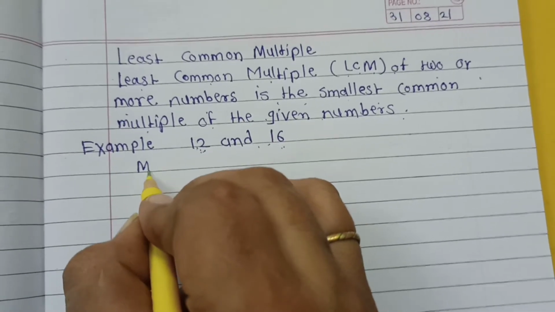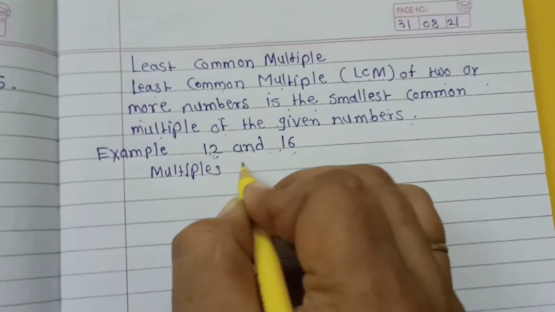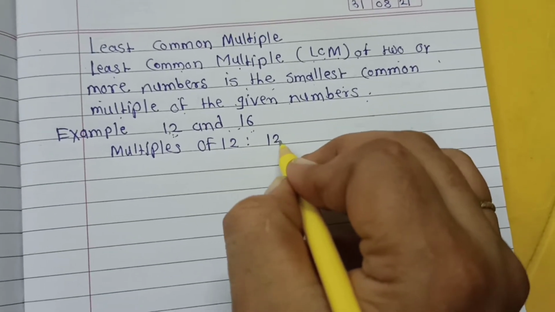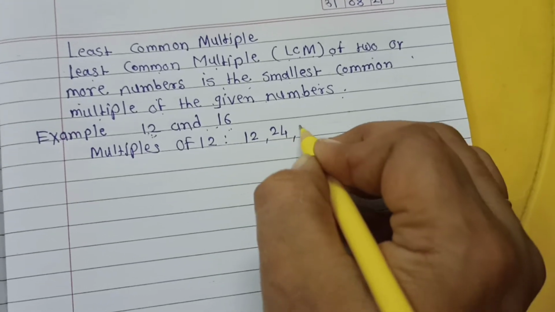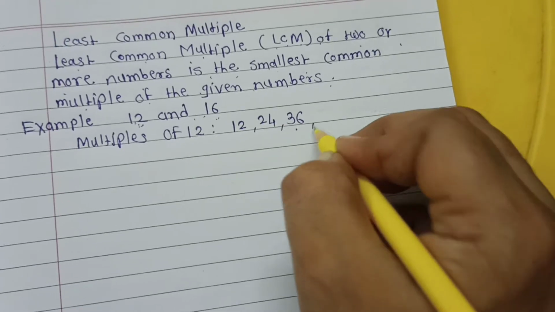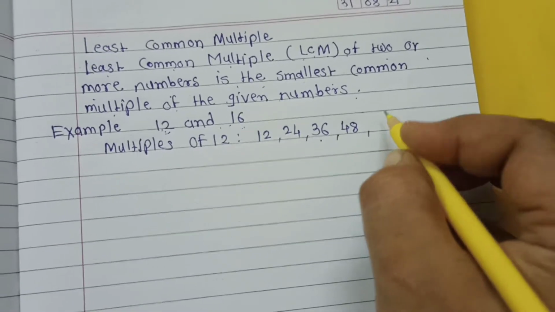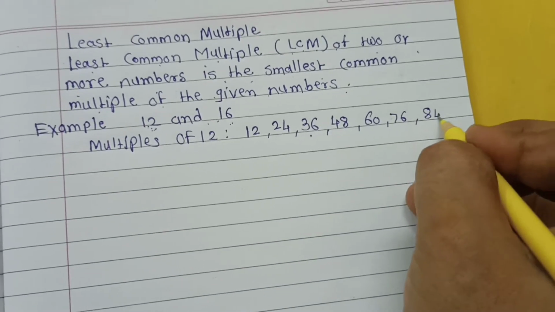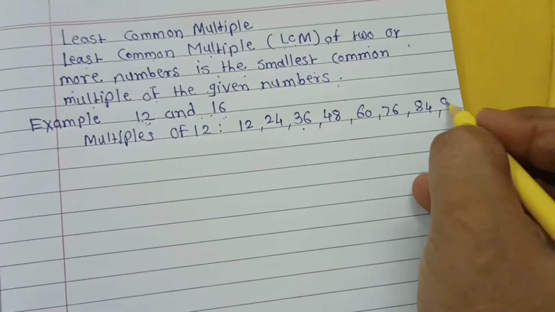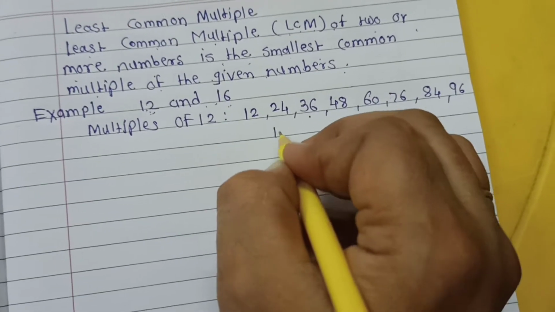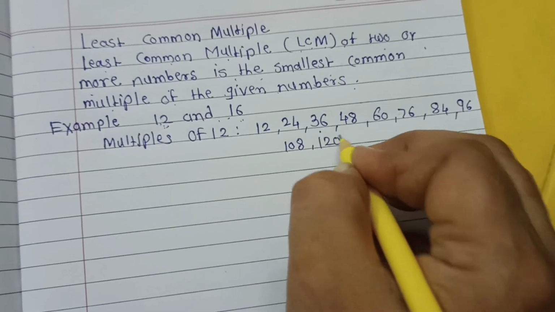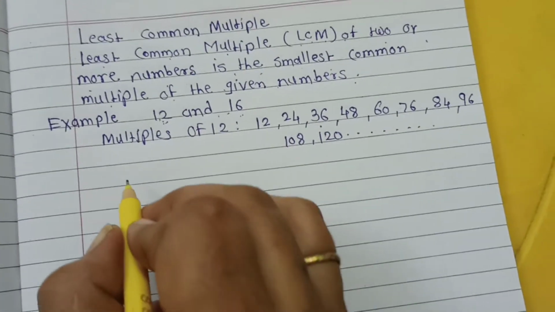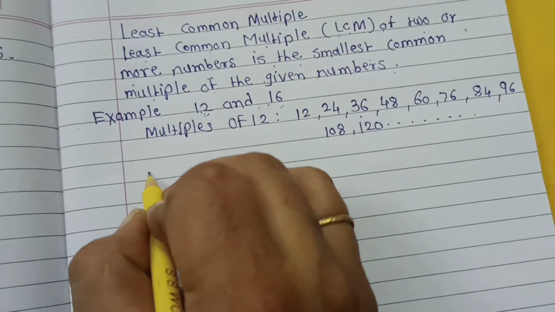First we will find the multiples of 12. Multiples of 12 means we have to write the table of 12. 12, 24, 36, 12 fours are 48, 12 fives are 60, 12 sixes are 72, 12 sevens are 84, 12 eights are 96, 12 nines are 108, 12 tens are 120, and so on. You can make multiples unlimited.